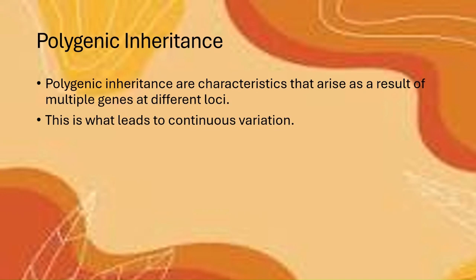So what is polygenic inheritance then? So again, as the name suggests, it is characteristics that arise as a result of multiple genes at different loci, and this is what leads to continuous variation.